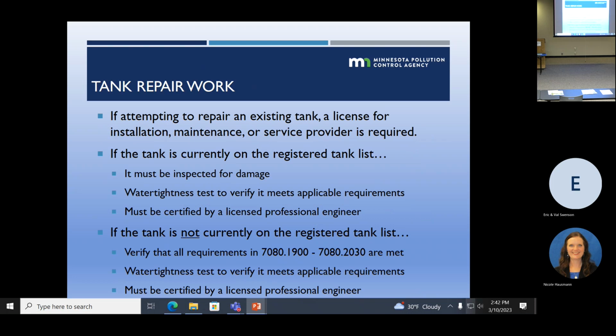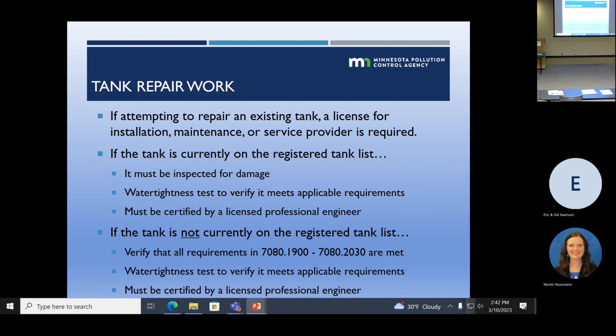And one example of that is tank repair. I was asked to talk about this a little bit. So tank repair, who can do it? Maintainers, installers, and service providers. Why? Because if you look at each one of their rules, it talks about they're authorized to do repair work. So that's who can do it.